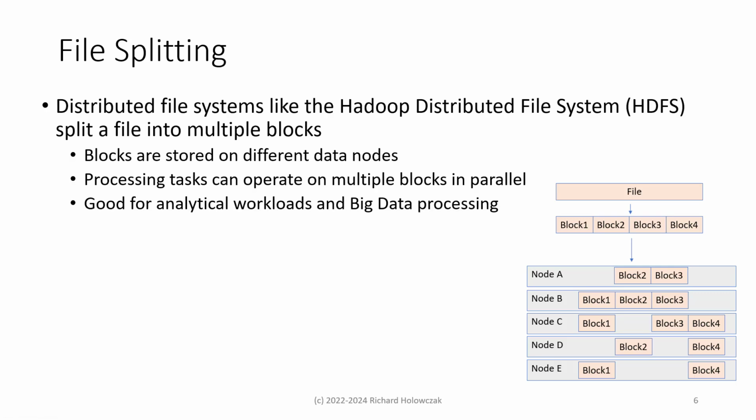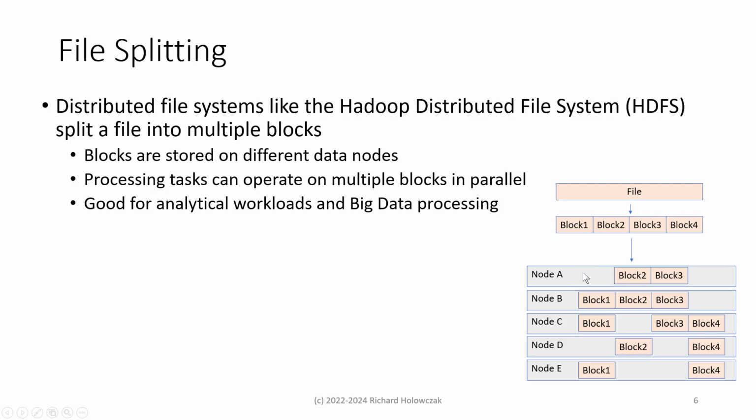Next, I want to talk about file splitting. Distributed file systems like the Hadoop distributed file system split files into multiple blocks. Those blocks are going to be stored on different data nodes, and processing tasks can then operate on these multiple blocks in parallel. So here's an example. We start with a big file, and Hadoop will actually break that file up into 4 blocks, let's say, and then those blocks are spread across a series of nodes.